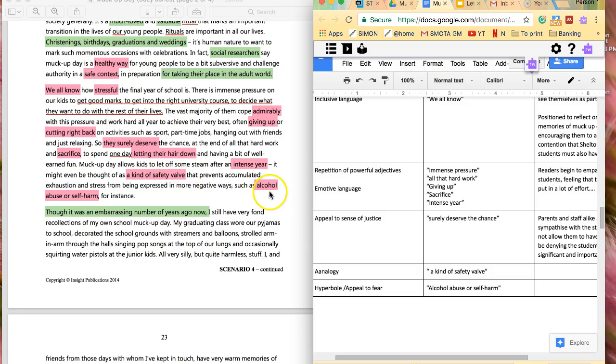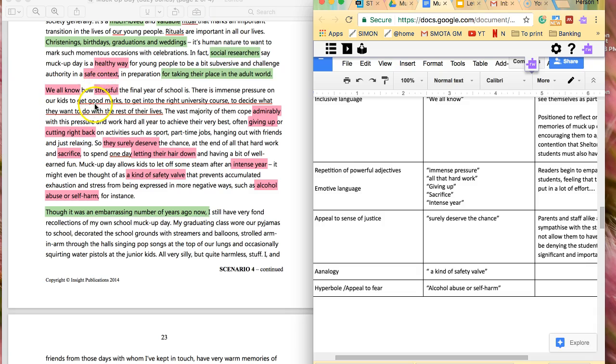And then she drags them in and appeals to their sense of fear by showing or suggesting what the very worst thing could be if they didn't participate in Muck Up Day, and that being that they might abuse alcohol or self-harm because they are too stressed and exhausted from their studies, and so they can't deal with it if they're denied this Muck Up Day.